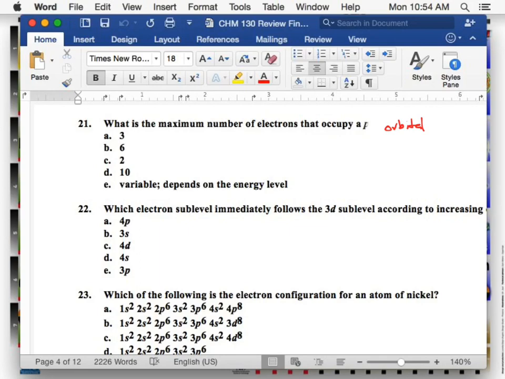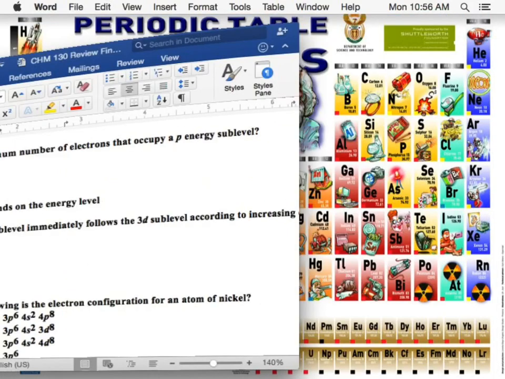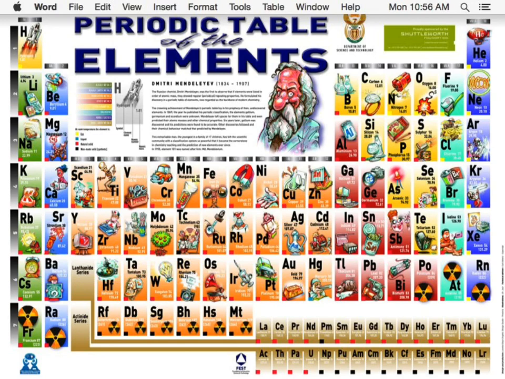Okay. So 22. Which electron sublevel immediately follows the 3D sublevel according to increasing energy? Sorry, give me a sec. I need to move some stuff. So we go back to our periodic table, because this is where our periodic table comes in handy. Let's see if this works. Well, that was pretty ugly. Let's try that again. Yeah, that doesn't look very much better, does it? Let's try this.